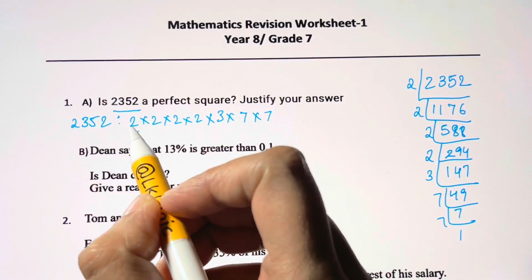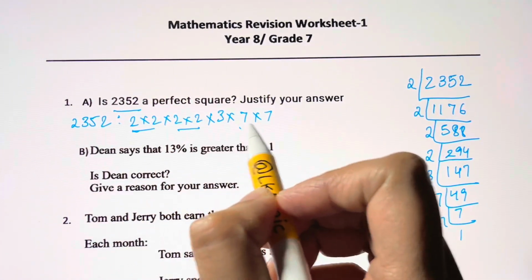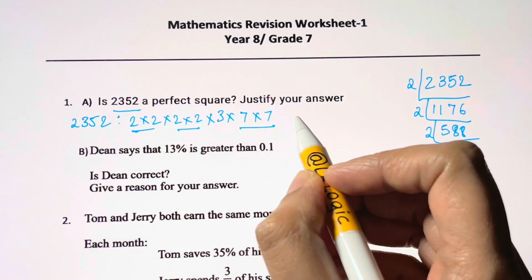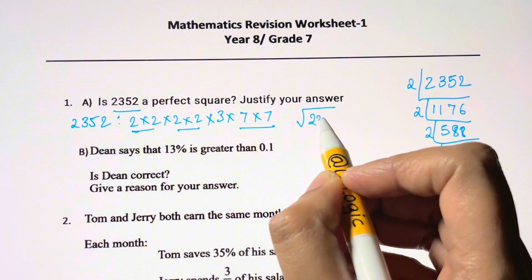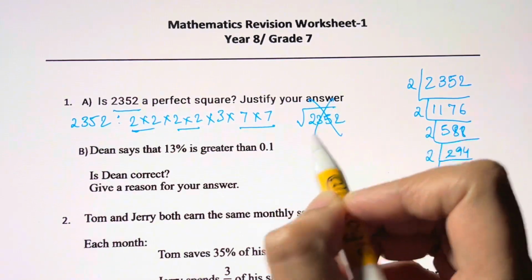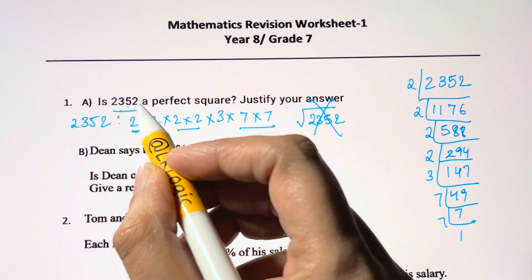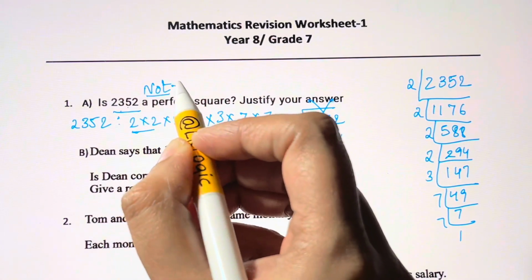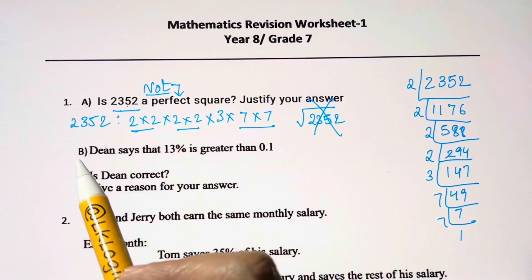Let's make pairs. 2 and 2, 2 and 2, 7 and 7. Since 3 is not in pair, we cannot calculate the square root of 2352. Therefore, 2352 is not a perfect square. Question number 1 B bit.